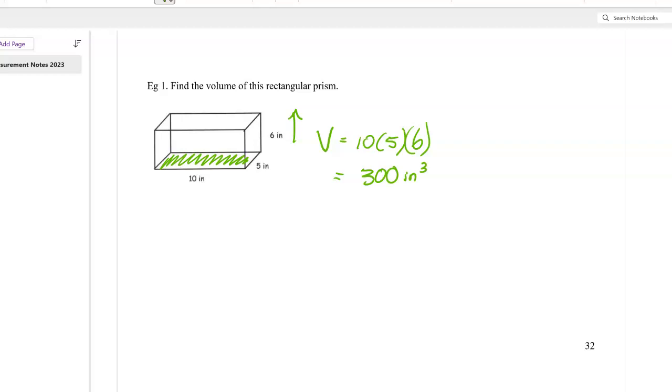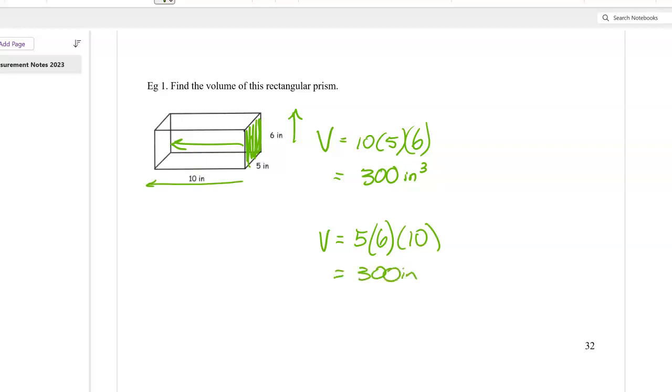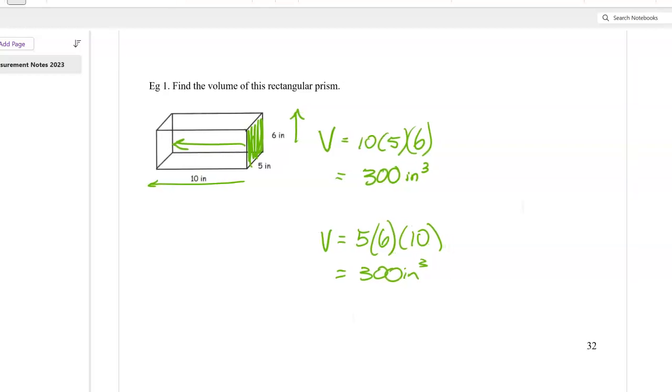Now, sometimes people are going to say, well, how did you know that was the base? Well, there's another way to do it. There's actually a couple of ways. What if I think this is the base of the shape and it's going all the way through the shape that way? Well, what is the area of the base? 5 times 6. And how far is it going this way? 10. So again, you would have 300 inches cubed. So whatever you prefer should work. Okay?